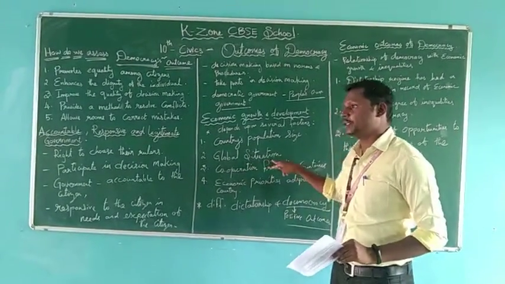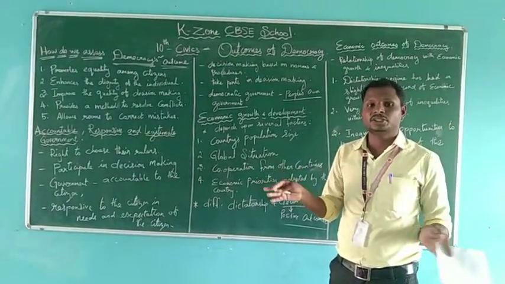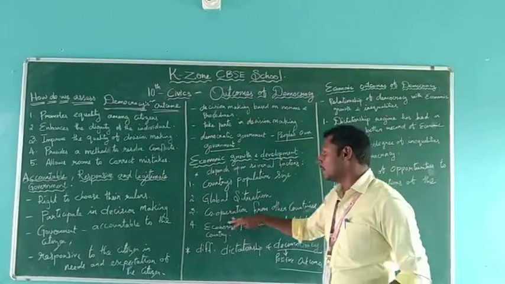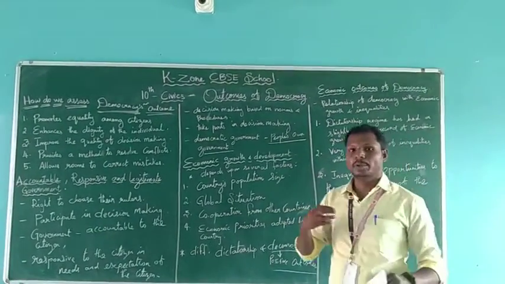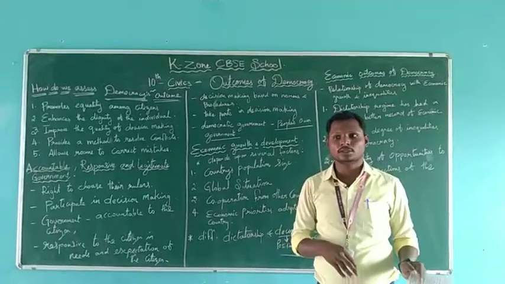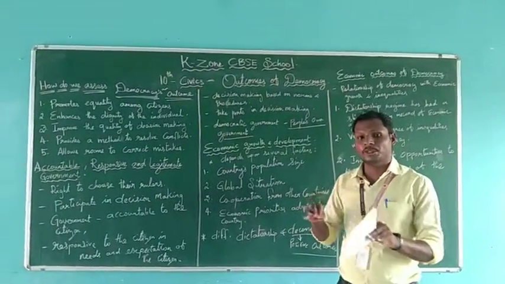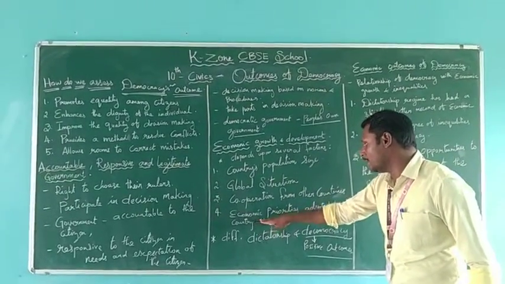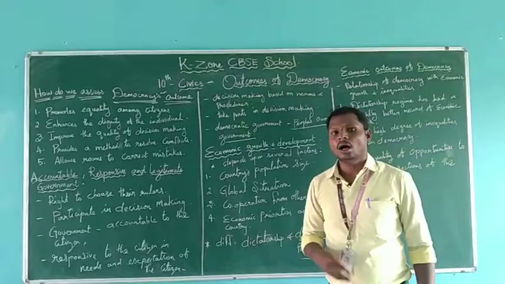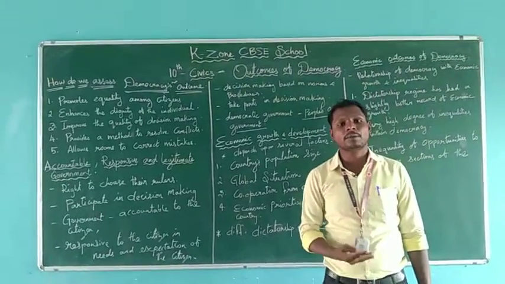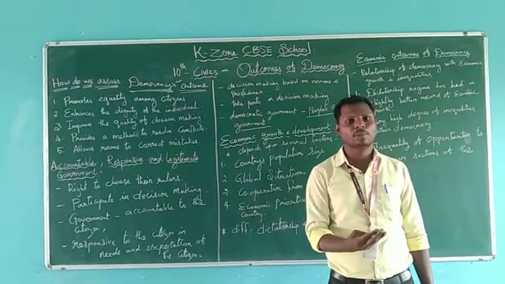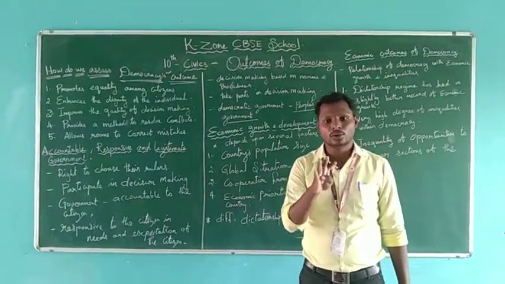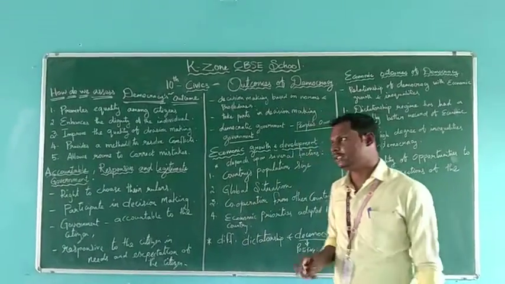Second, global situations: climatic conditions, the location of our country, the resources of our country, these are all things. And cooperation from other countries, so we can import and export products with other countries. So we need some cooperation from other countries also. The fourth one is the economic priority adopted by the country. How much importance are we giving to economic growth? First of all, we should give importance to economic growth, then only can we get growth, or else we cannot get growth and development in the economic sector.